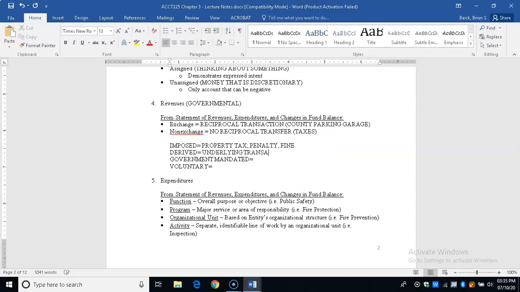Derived means that there's some kind of underlying transaction. For example, sales tax. So if I go and buy a pack of gum, or if I buy groceries, there's an underlying transaction. I'm actually buying groceries. Then the government is going to charge me 6% sales tax, and they're going to keep that money.